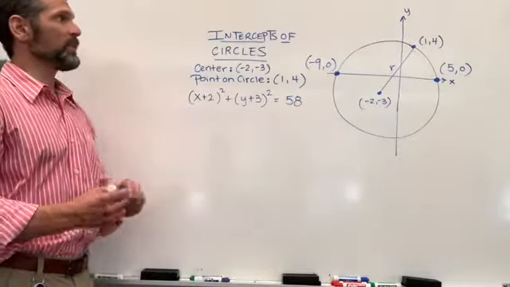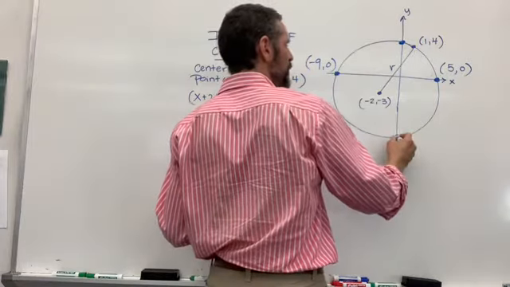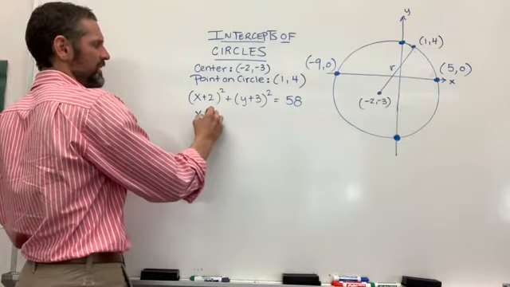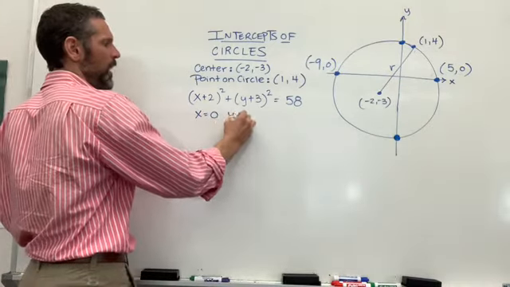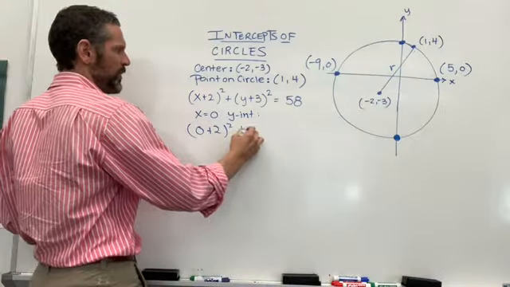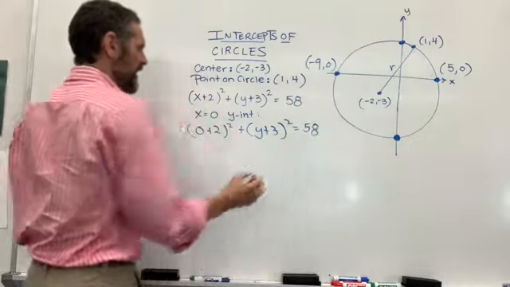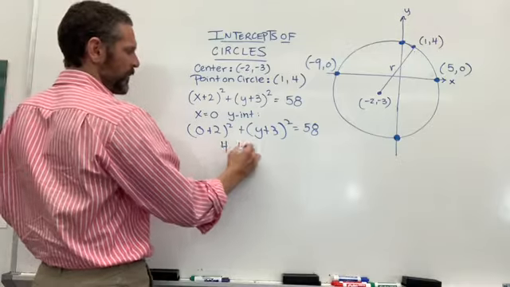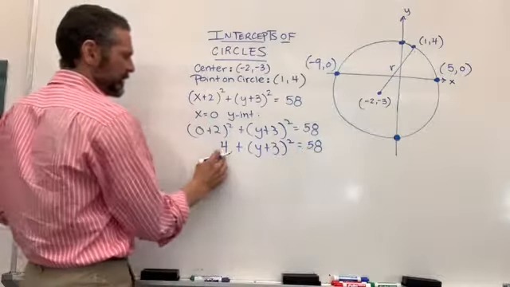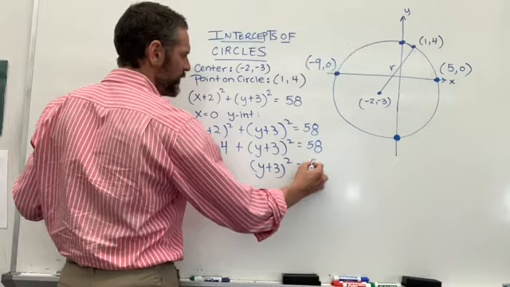If I'm asked to find the y-intercepts, I can tell by looking at my picture, I have 2 real y-intercepts. So what I'll do to find them is to put an x equals 0 to find the y-intercepts. Well, that creates a 0 plus 2 squared plus y plus 3 squared equals 58. And now when I square 2, I get 4 plus y plus 3 squared equals 58. When I subtract 4 from both sides, I wind up with y plus 3 squared equals 54.